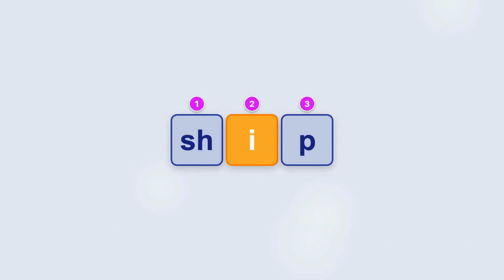But how many letters do we have? Let's see. 1, 2, 3, 4. Huh. How come we have more letters than sounds? Oh, that's right. How silly of me. Sh is a digraph. What's a digraph again? Just a fancy name for 2 letters making 1 sound.